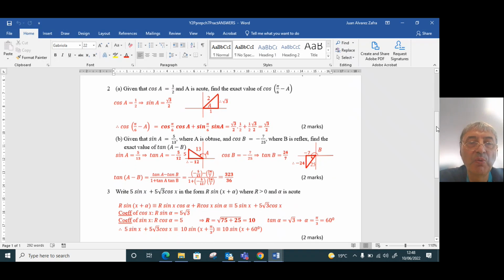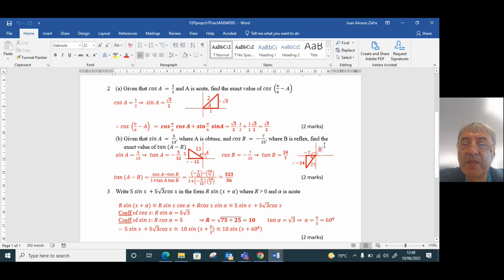Similarly for part b, we have sin A is 5 over 13, where A is obtuse, so in quadrant 2. Cos B is minus 7 over 25, where B is reflex. That means it's in quadrant 3 or 4. Because cosine is not negative in quadrant 4, we must be in quadrant 3. We create a triangle for which sine is 5/13 by making the y-coordinate 5 and the radius 13, and work out the x-coordinate by Pythagoras. We can get 12 from Pythagoras, and then because it's in quadrant 2, the x-coordinate must be minus 12.